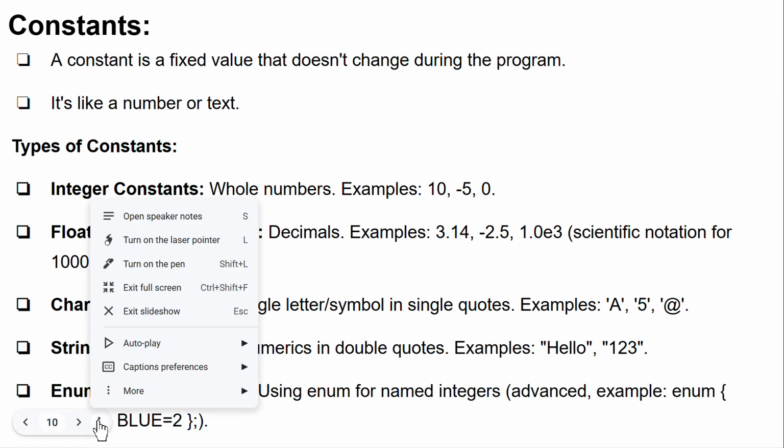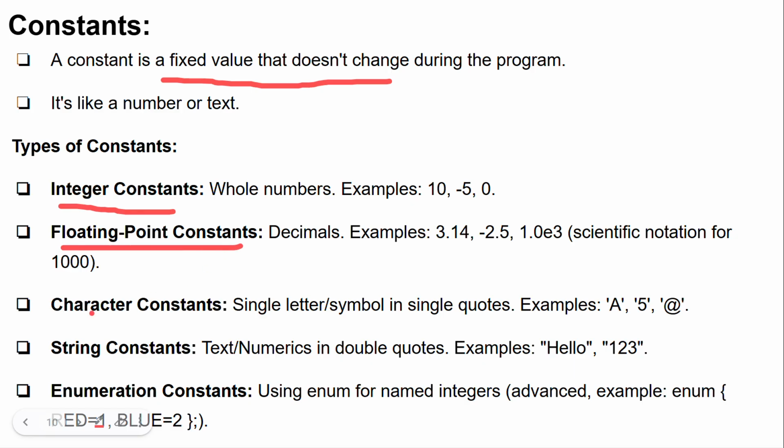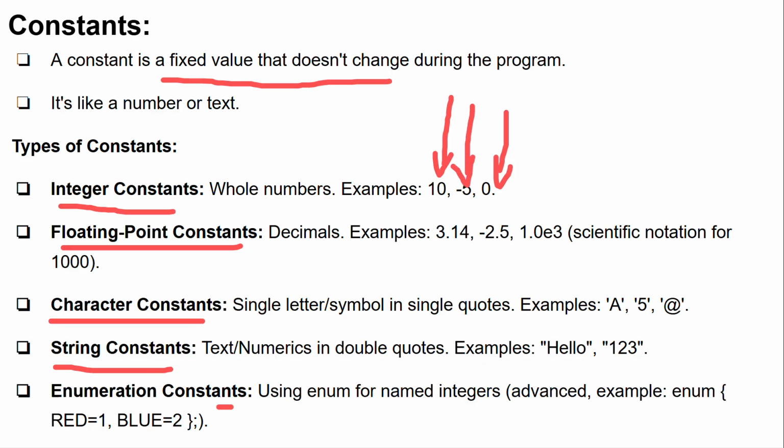Let's try to understand constants. Constants are nothing but values that have a fixed value. So throughout the program, these values should not change. We have different types of constants available: integer constant, floating point constant, character constant, string constant, enumerator constant. Integer constants you can see here: 10, -5, 0. These are called integer constants.